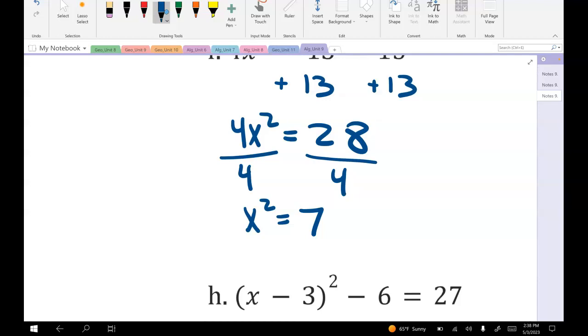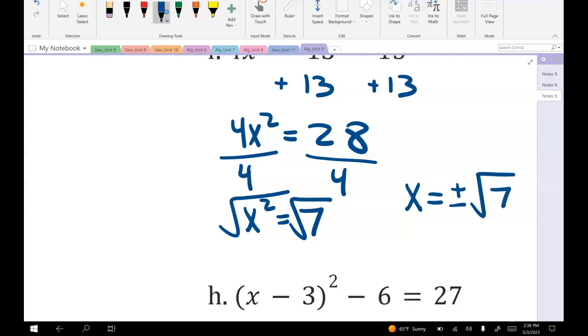And then, like we would do, take the square root of both sides. Square root, square root. So x is equal to, again, we have to have plus or minus. And there's no perfect square that goes into 7. So this will be plus or minus the square root of 7. And that's your final answer.